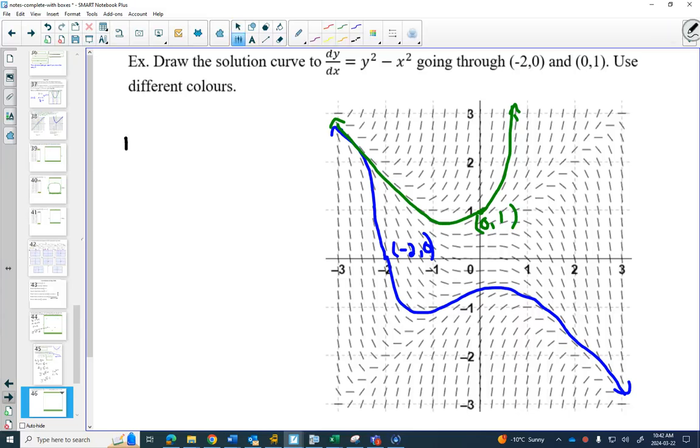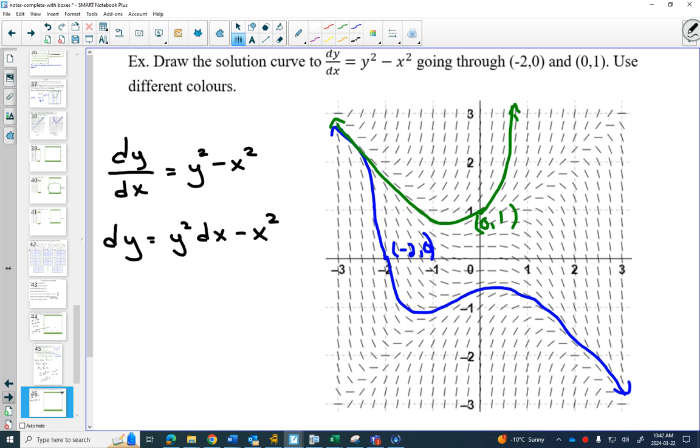Just out of curiosity, could you separate the variables on this one? Well, first I'd want to multiply both sides by dx, but then I have a problem that I can't just move this y squared over to the other side. I can't just divide. I actually can't separate my x and y nicely so that my y's are with my dy and my x's are with my dx. We have currently no tools for this equation to find the particular solution.